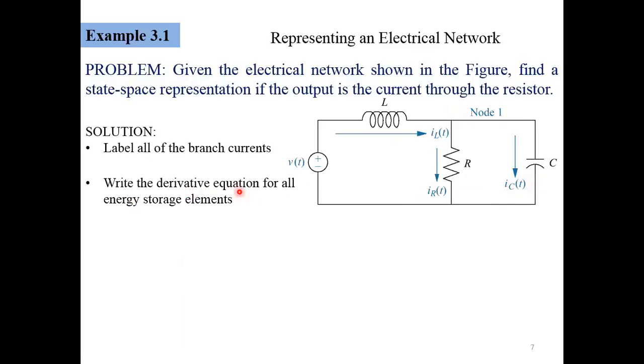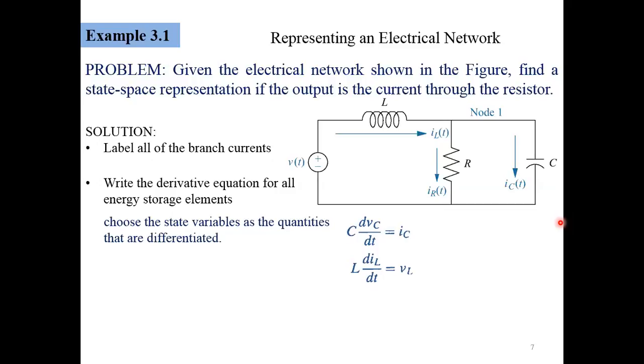Write the derivative equations for all the energy storage elements. So there will be two equations. Current through the capacitor is represented with C dV over dt, and voltage is equal to L times the derivative of current through the inductor, L di by dt. So we will choose the state variables as the quantities that are differentiated. So we have chosen these two as our state variables.